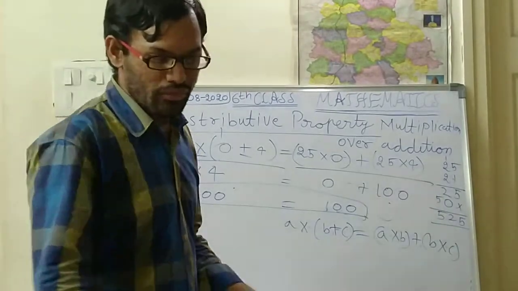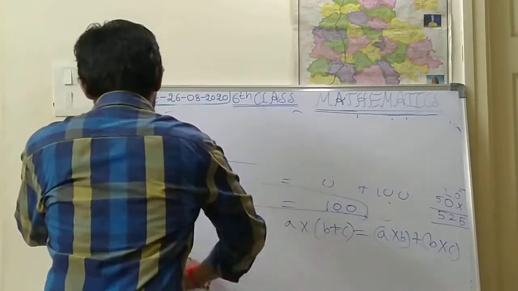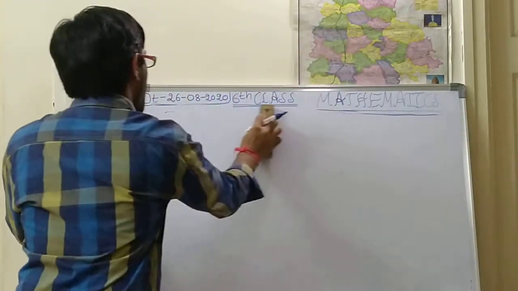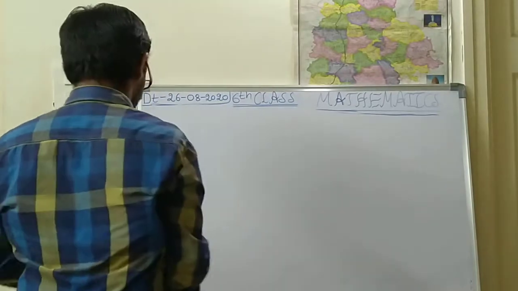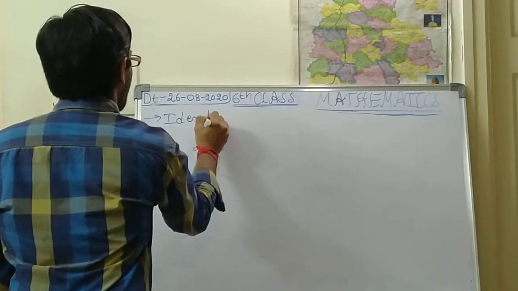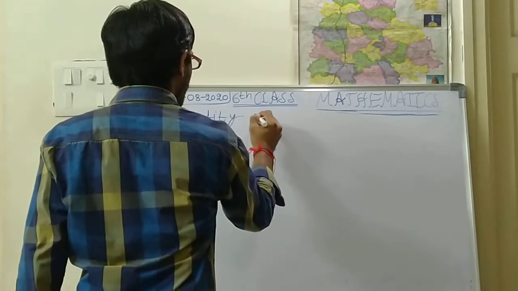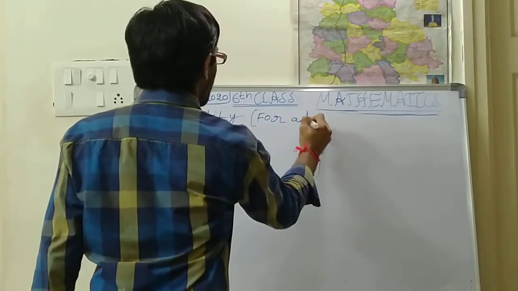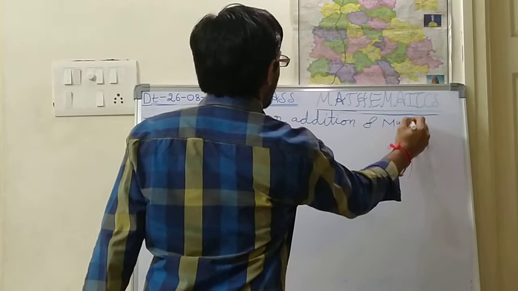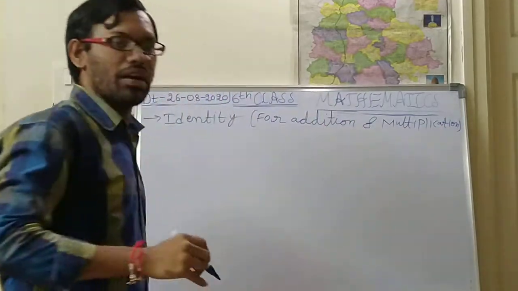Next, one more property you can see, children. So the last property, children, we shall discuss. What is the last property? Identity, for addition and multiplication.